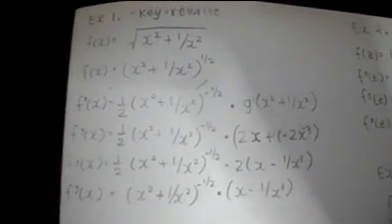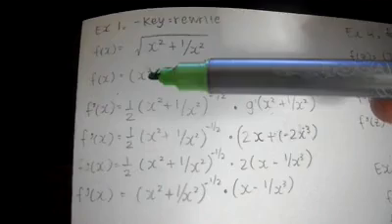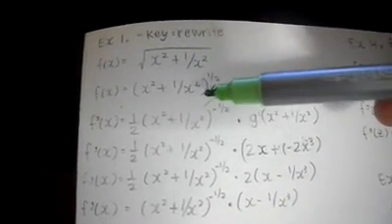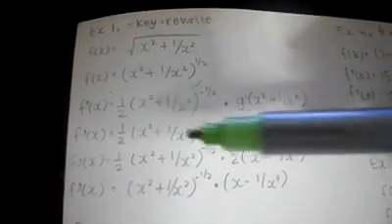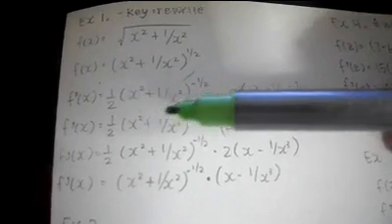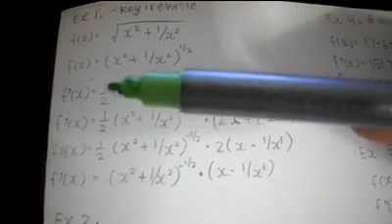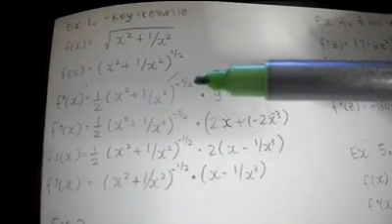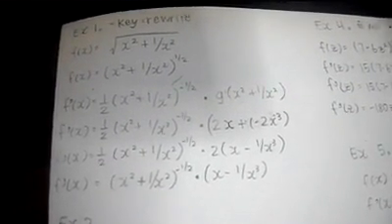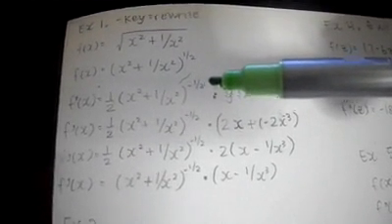Next problem, we have the square root of x squared plus 1 over x squared. This can be rewritten as x squared plus 1 over x squared to the power of 1/2. Now we can find the derivative of the outside function, which is the power 1/2, and we get 1/2 times x squared plus 1 over x squared to the power of negative 1/2. Remember that we have to subtract 1 from 1/2, which is why we have negative 1/2.